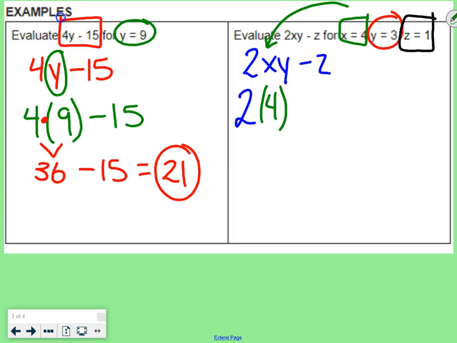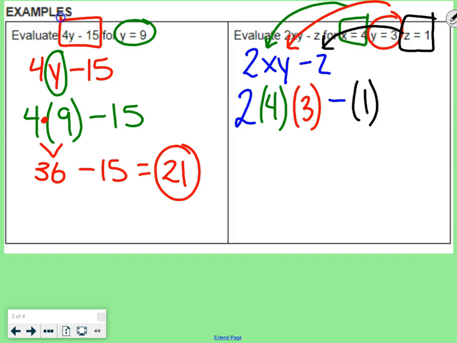So remember, we're going to put it inside parentheses. And then y was 3, so put that in there. And lastly, we have minus z. Well, z is 1. So we're going to put that 1 there at the end.